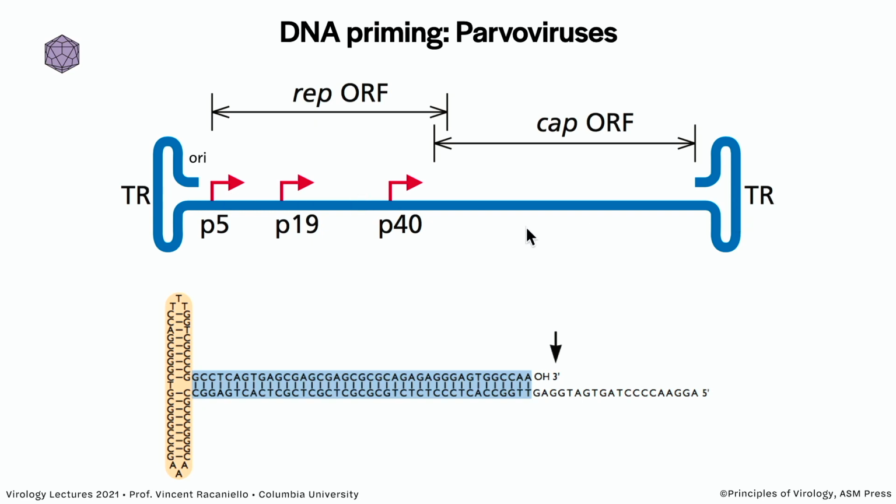That's the repeat part. So this genome encodes a couple of proteins. There's a rep ORF, and then there's the capsid ORF, the single capsid protein that builds the particle, and then a single protein that's processed to give several proteins involved in DNA synthesis.